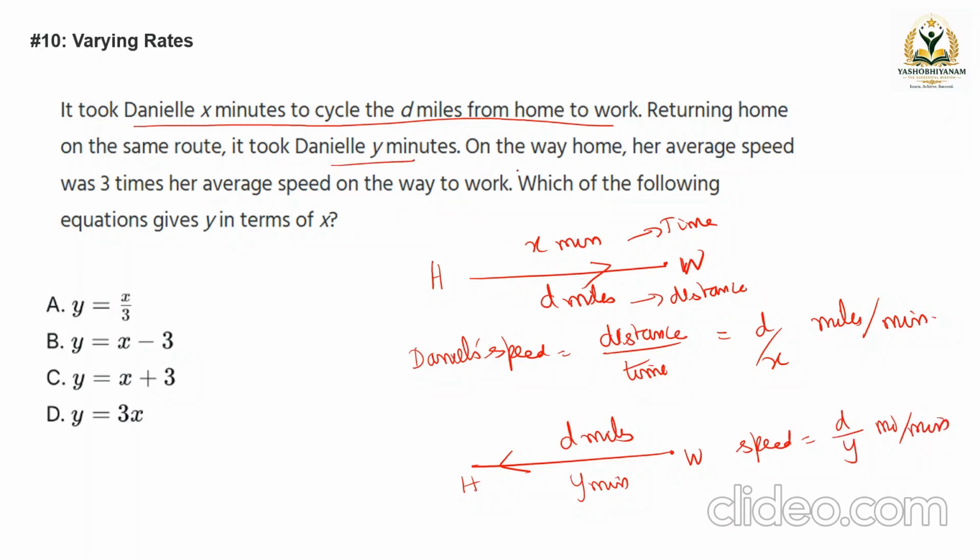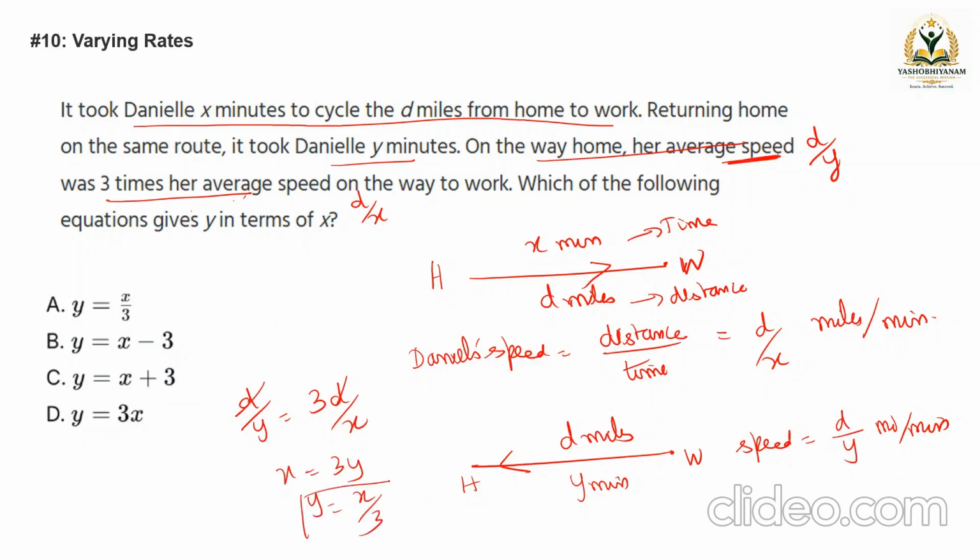Third part of the question, on the way home, her average speed, which would be d over y, was 3 times her average speed on the way to work, d over x. So you have a relationship now, d over y is equal to 3 times d over x. Which equation gives y in terms of x? Very simple, just cancel it off. x is equal to 3y, or I would have y is equal to x over 3, right? Very, very simple way of doing it.